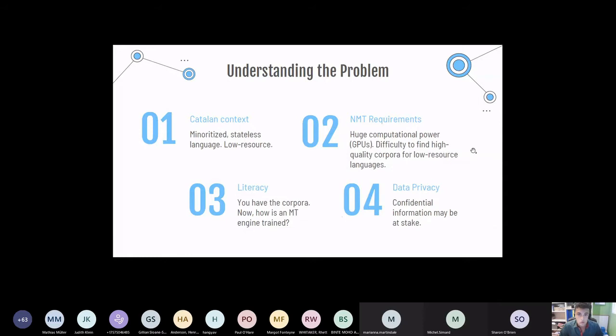Right now, I'm going to talk about the current problem, the context of machine translation. And first of all, we need to know the context of Catalan. For example, Catalan is not as famous as the Spanish language. Catalan is a co-official language in Spain, and it's spoken in the Valencian country and in Catalonia. What happens is that it cohabits with Spanish, and Spanish is one of the most spoken languages in the world, and that has some effects and consequences.